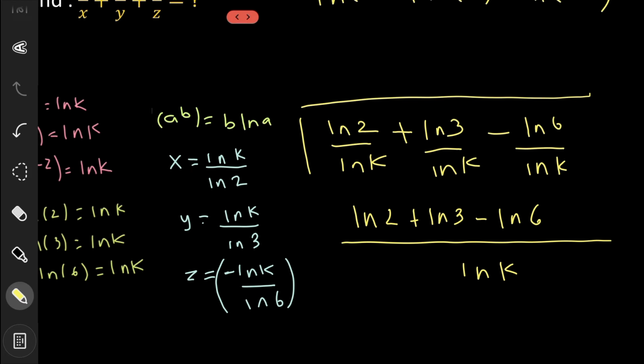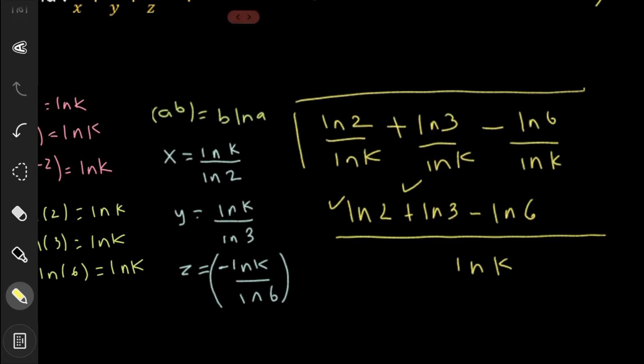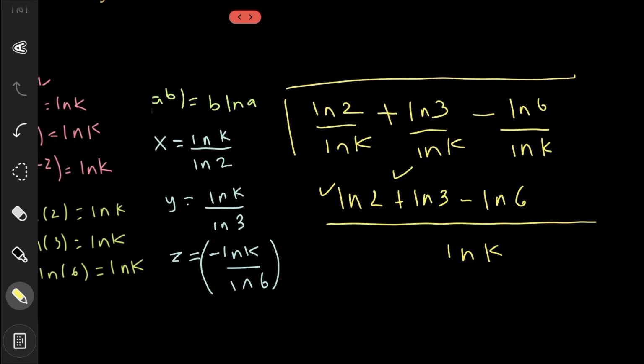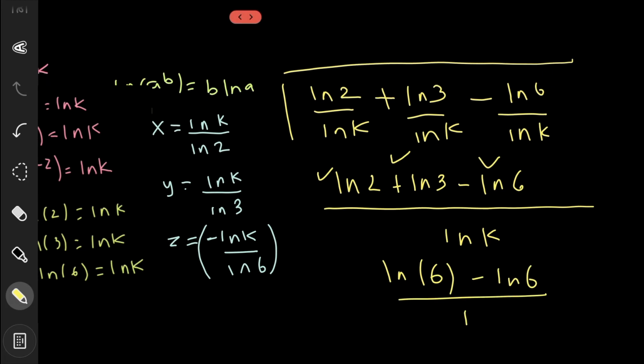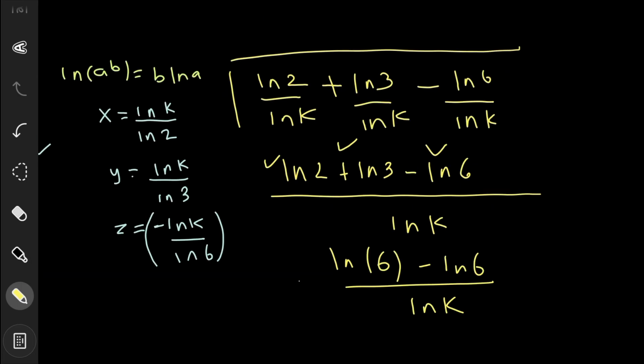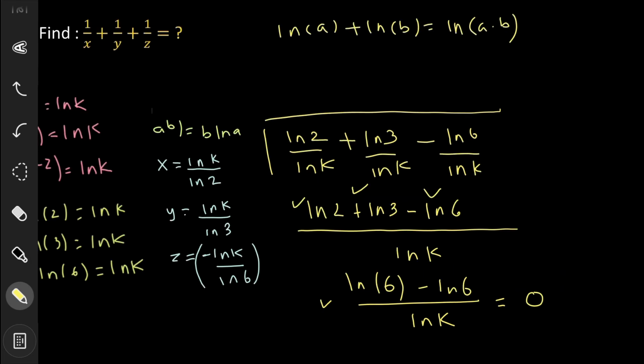So here we can see that natural log of 2 plus natural log of 3 is present. So this thing will turn out to be natural log of 2 times 3, and that is 6. So it will turn out to be natural log of 6 minus natural log of 6 that is present over here, divided by natural log of k. Now the numerator part of this equation becomes 0, and 0 upon natural log of k is 0 itself. So we can see that by using the first method, we have got the value of 1 upon x plus 1 upon y plus 1 upon z equals 0.